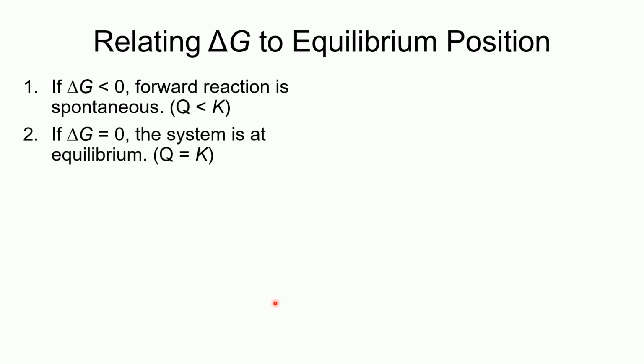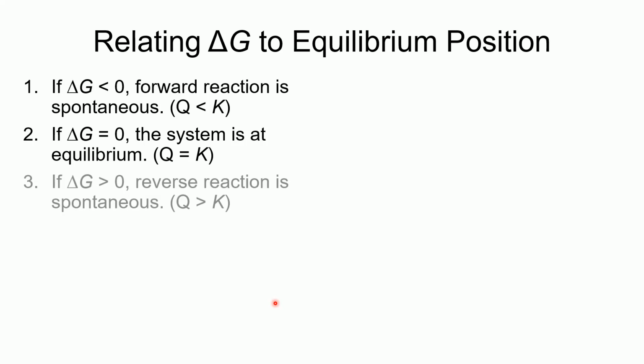If delta G is equal to 0, that's the situation where our process is at equilibrium. If delta G is equal to 0, then Q is equal to K. And then finally, what about if delta G is greater than 0? Well, you can imagine that means the reverse reaction would be spontaneous and Q would be greater than K. Okay? If you're having trouble remembering that, go back and look at chapter 15, the section comparing Q to K. That would be a useful thing to look at.